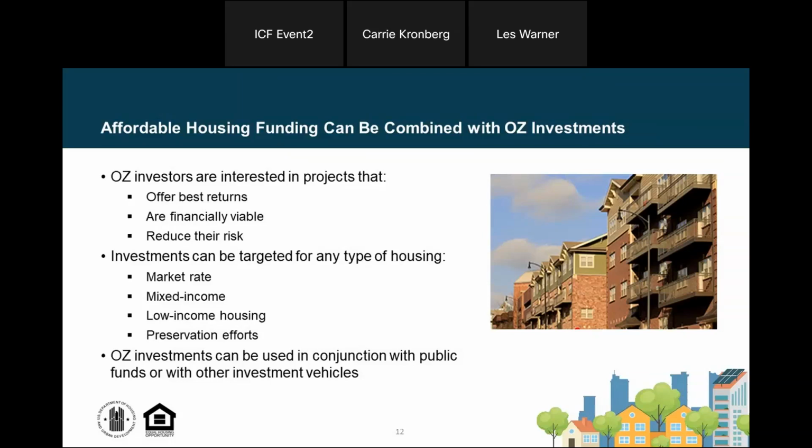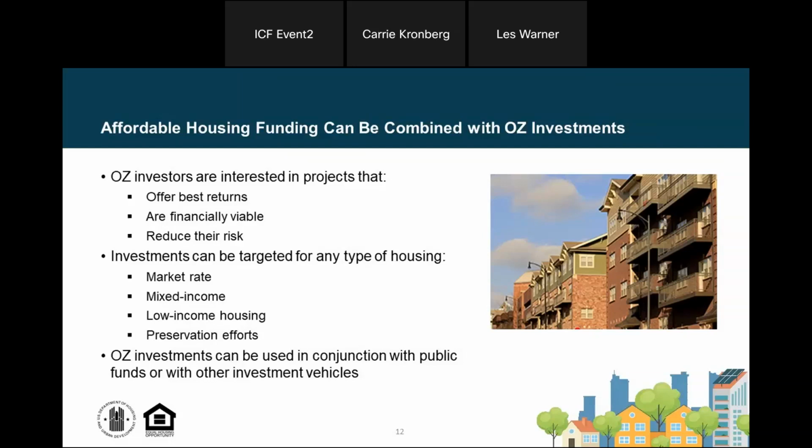To make affordable housing more attractive to investors, that OZ investment can be used in combination with public funds. It could be with investments via things like the low-income housing tax credit program that we mentioned before, new market tax credits, and the historic tax credit program. What these sources do is essentially help the investor have a reasonable rate of return. It also can help minimize that project risk for the investor, all of which are things that that OZ investor is going to be concerned about.